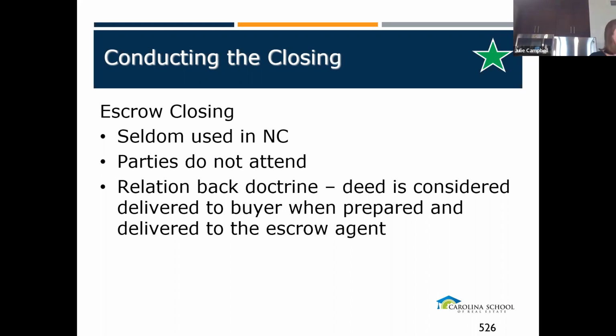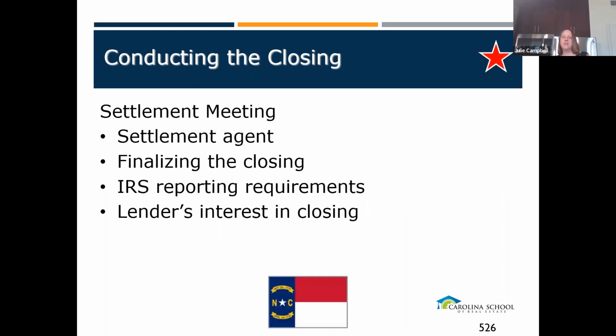Because if you're ever working with a buyer that's moving in from another state, at some point they very well may ask you, do I have to hire an attorney? And your answer is, if you're buying a house in the state of North Carolina, yes. Because North Carolina is a settlement meeting method state, which means in North Carolina, we use a settlement agent. We use a closing attorney to process it.